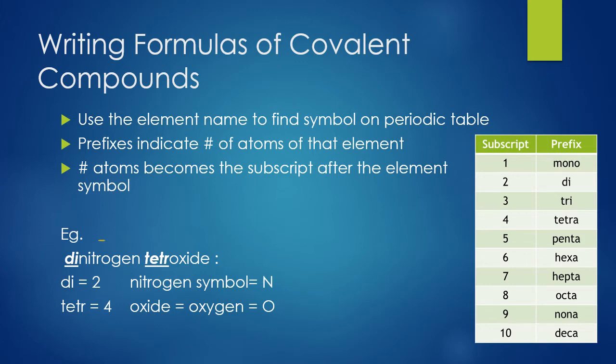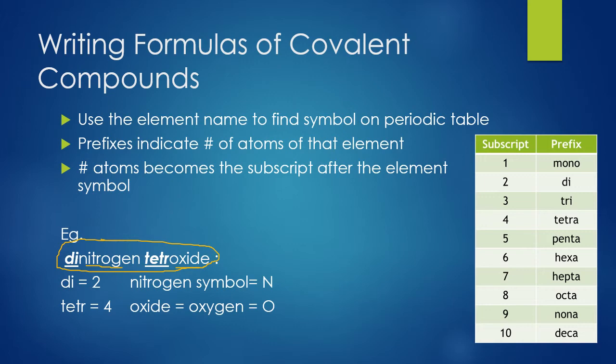If you were given the name dinitrogen tetroxide, how would you figure out what the chemical formula is? Well, you can use the element name portion, nitrogen, and oxide to figure out the elements involved. So nitrogen has the symbol N. So you would look it up on the periodic table and see what its symbol is. Oxide, that's just the IDE form of oxygen.